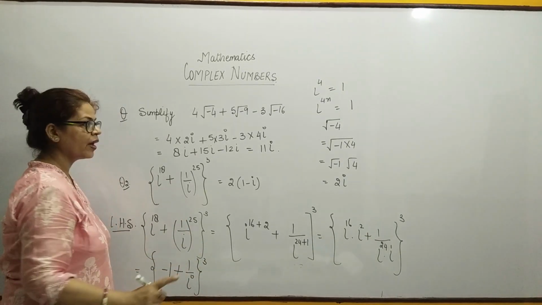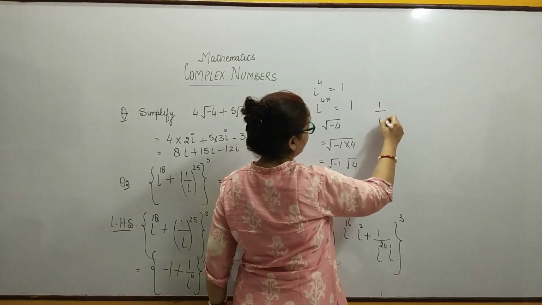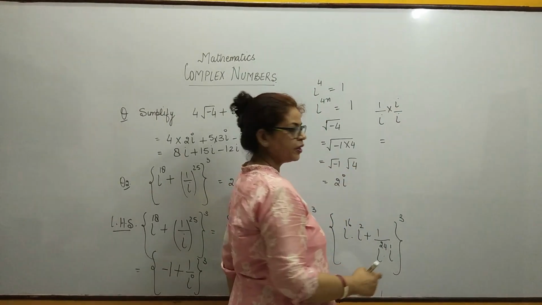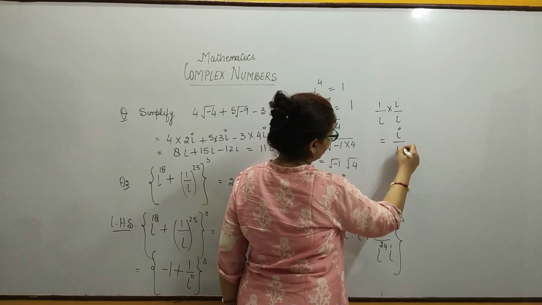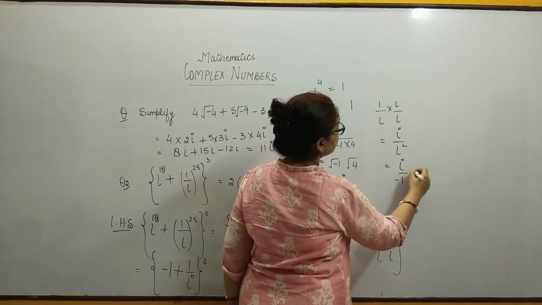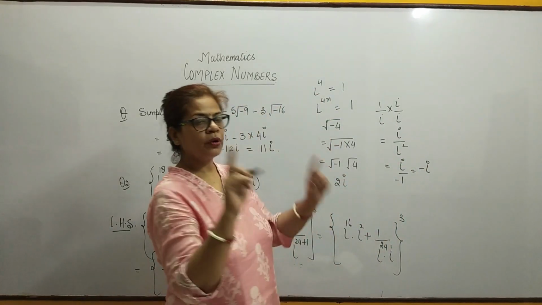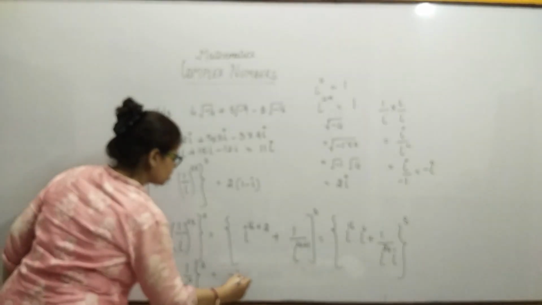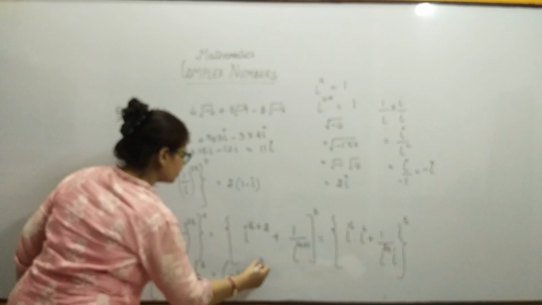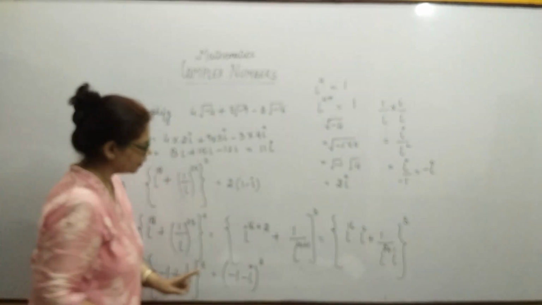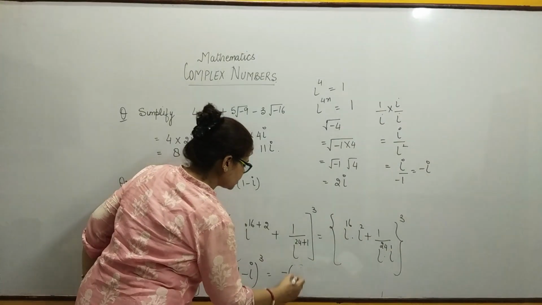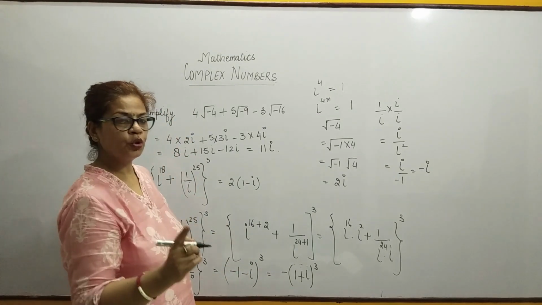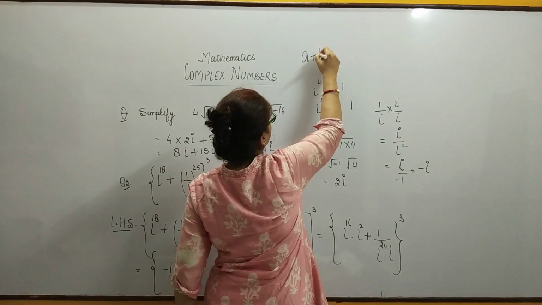1 upon i, as you have already simplified with me, can be written as, look, multiply numerator and denominator by i: i upon i square, i upon minus 1, minus i. Now forever you remember that 1 upon i is equal to minus i. So minus 1 minus i raised to the power 3. Now minus you can take out. Cube of minus 1 is minus 1 plus i whole cube. a plus b whole cube.